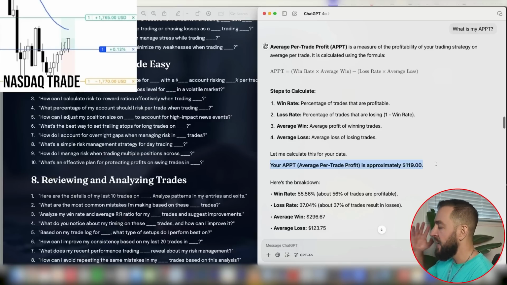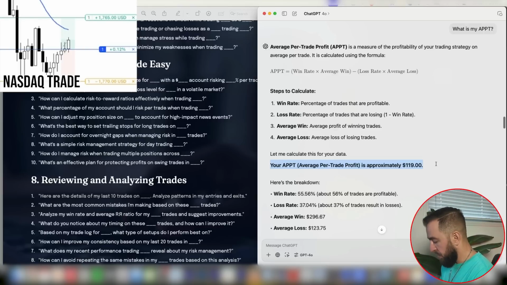Now, this entire video is about how to get more edge. If you want to measure, and you need to measure this, what your edge is, you have to look at what your APPT is. Then you can use ChatGPT and see if it increases your edge or your APPT, which is a measurement of your edge, as we're seeing here, over time. So that is strongly recommended there.